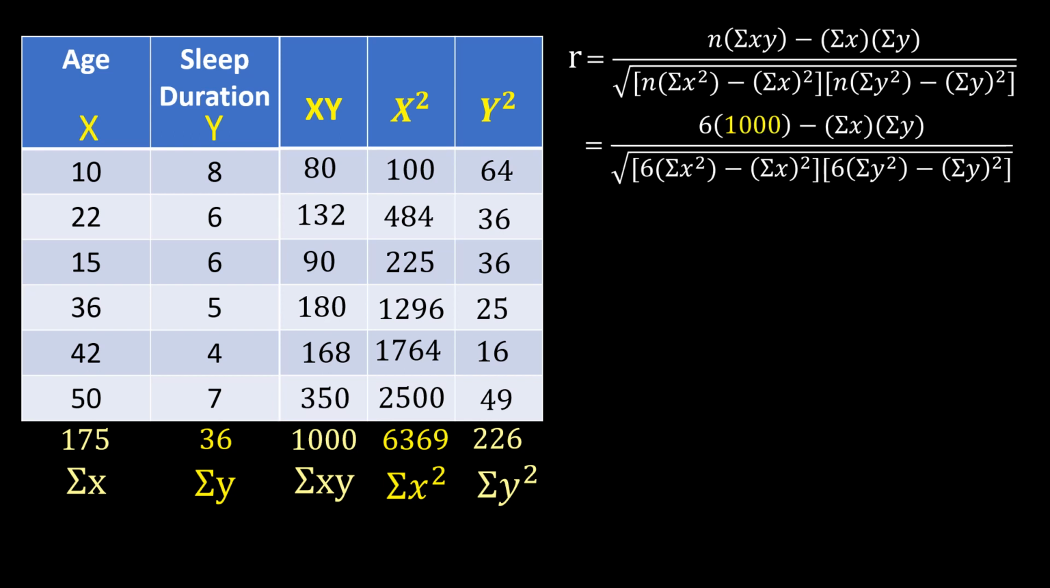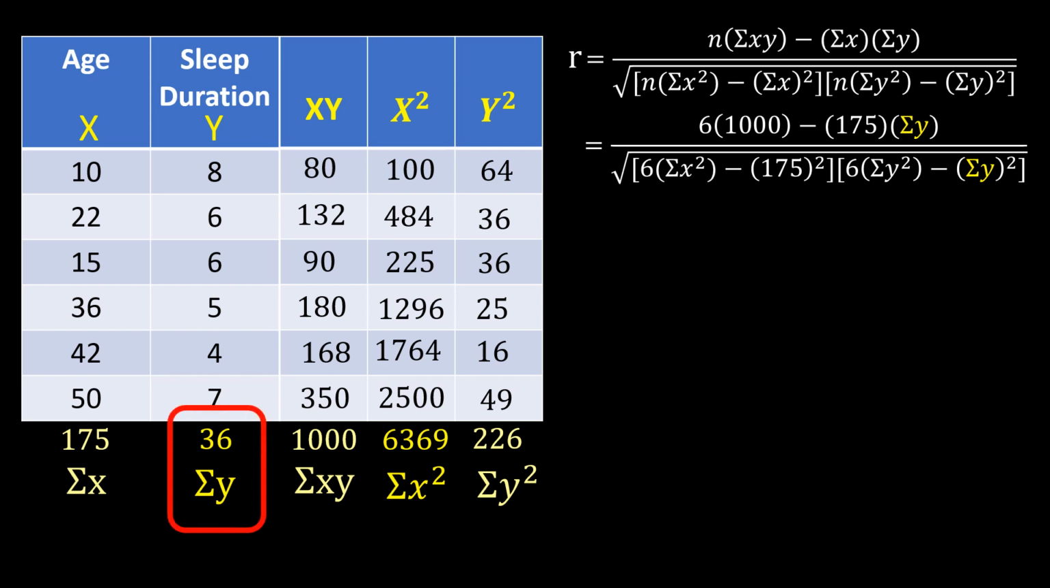Next is the sum of x. So the sum of x is this. And in our formula, there are two sum of x, so let's replace both. Next, we're going to replace the sum of y. There are also two sum of y's in our formula. So we're going to use this data. It's the total of y, which is 36. So let's put it in our formula. Next is the sum of x squared, which is this. It's 6,369. So let's put it in our formula.